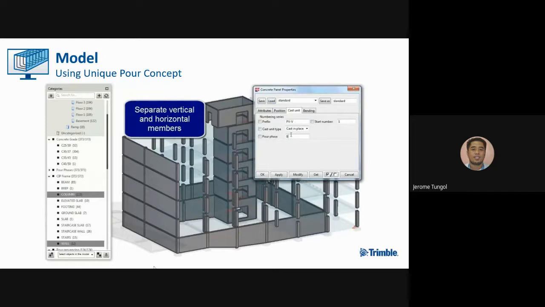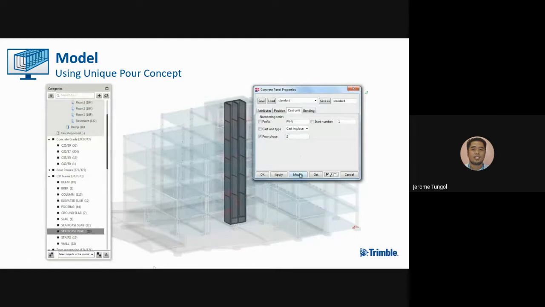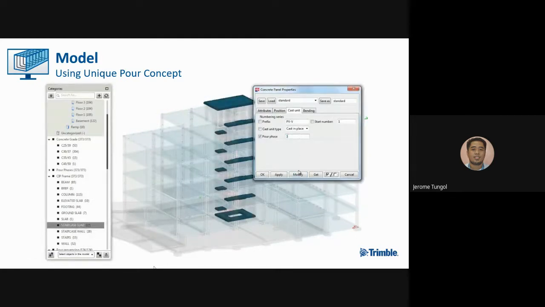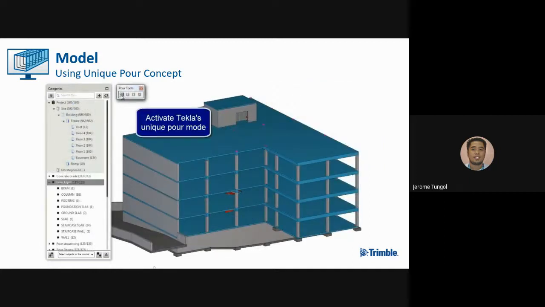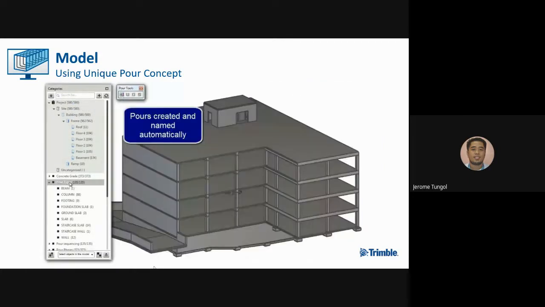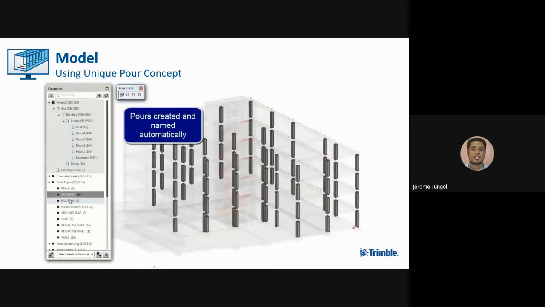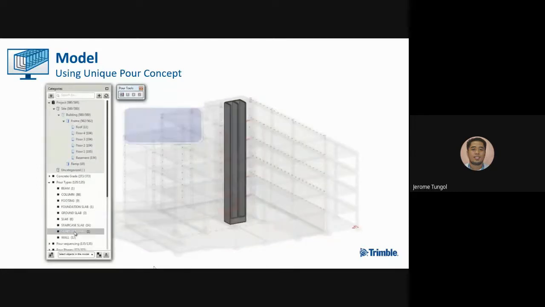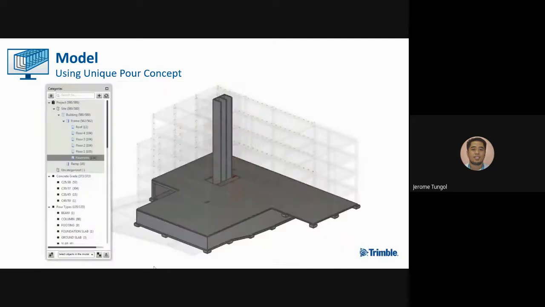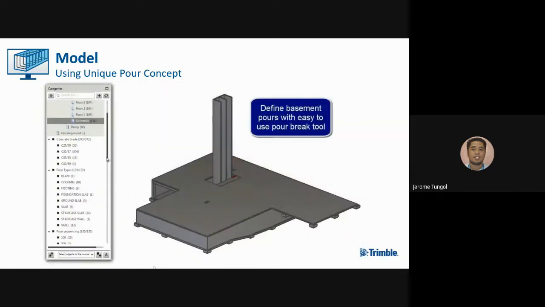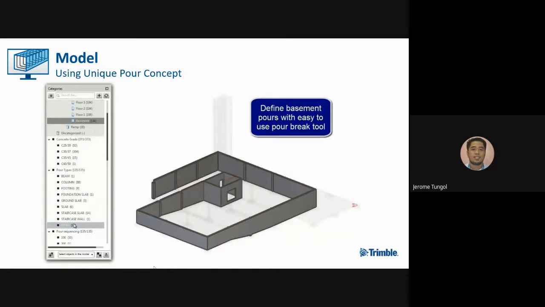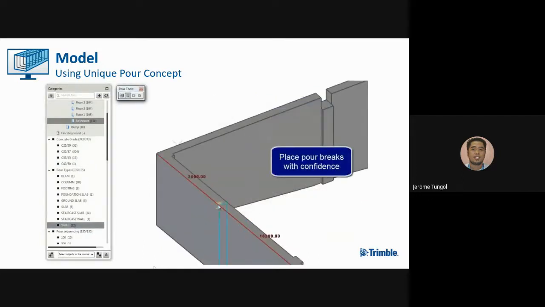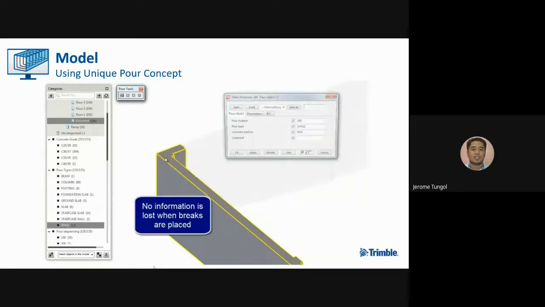Now we can activate unique pour mode to visualize your pour, and then pours are created and named automatically. Managing our pours by the use of pour break tools helps us maximize the volume of pour and position our pour breaks efficiently. By this, you can place pour breaks with confidence, and also no information is lost when pour is placed.